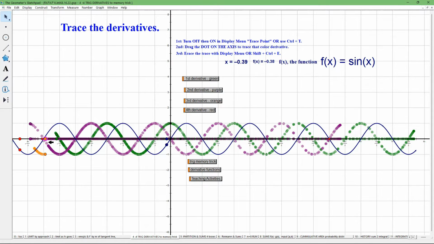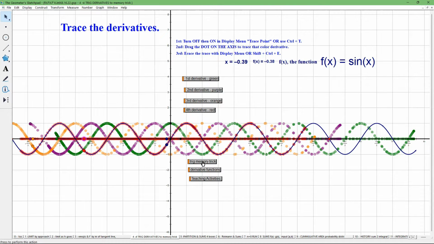Let's see if I can drag the orange. And lastly, I want to drag the fourth derivative, and that's in red. And notice the fourth derivative of the sine is the sine.